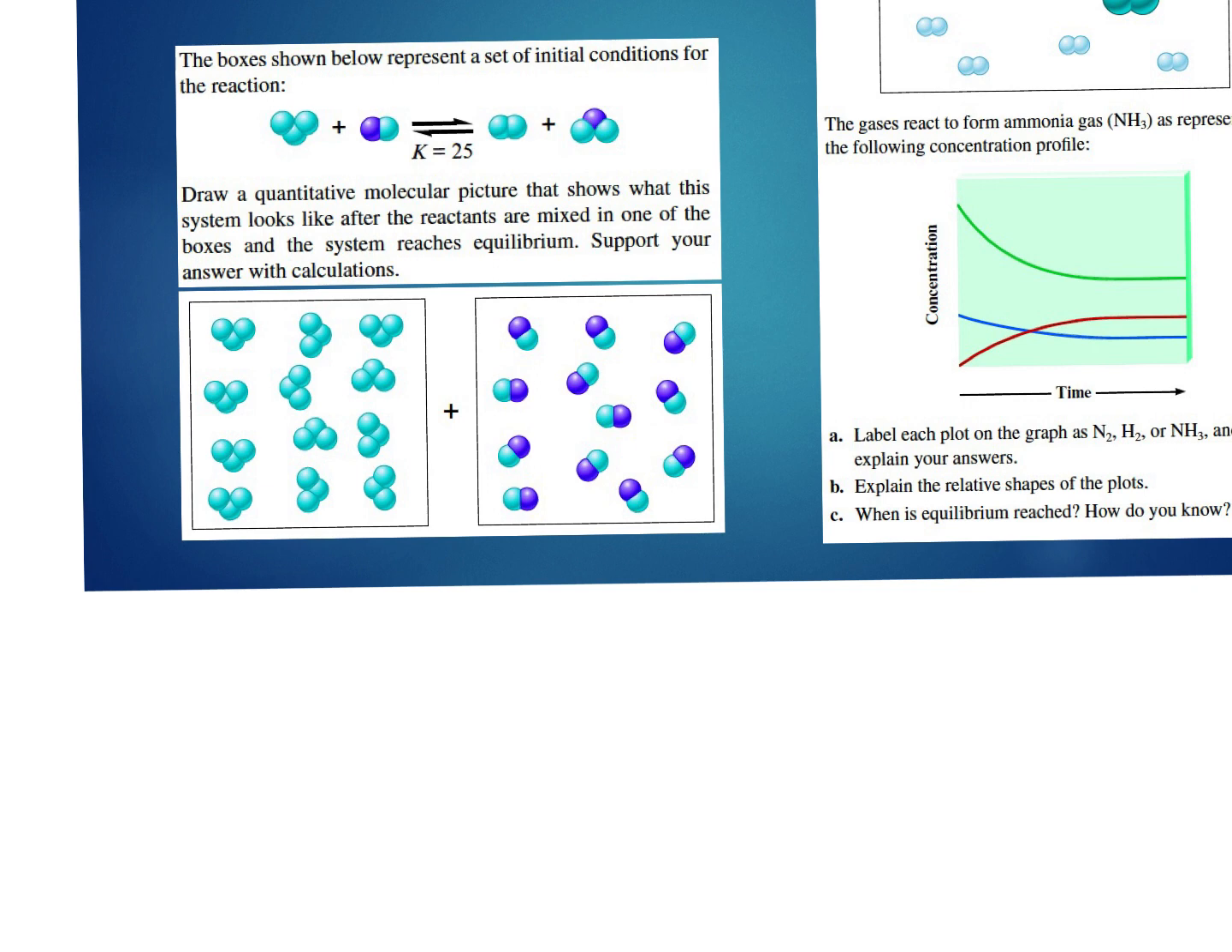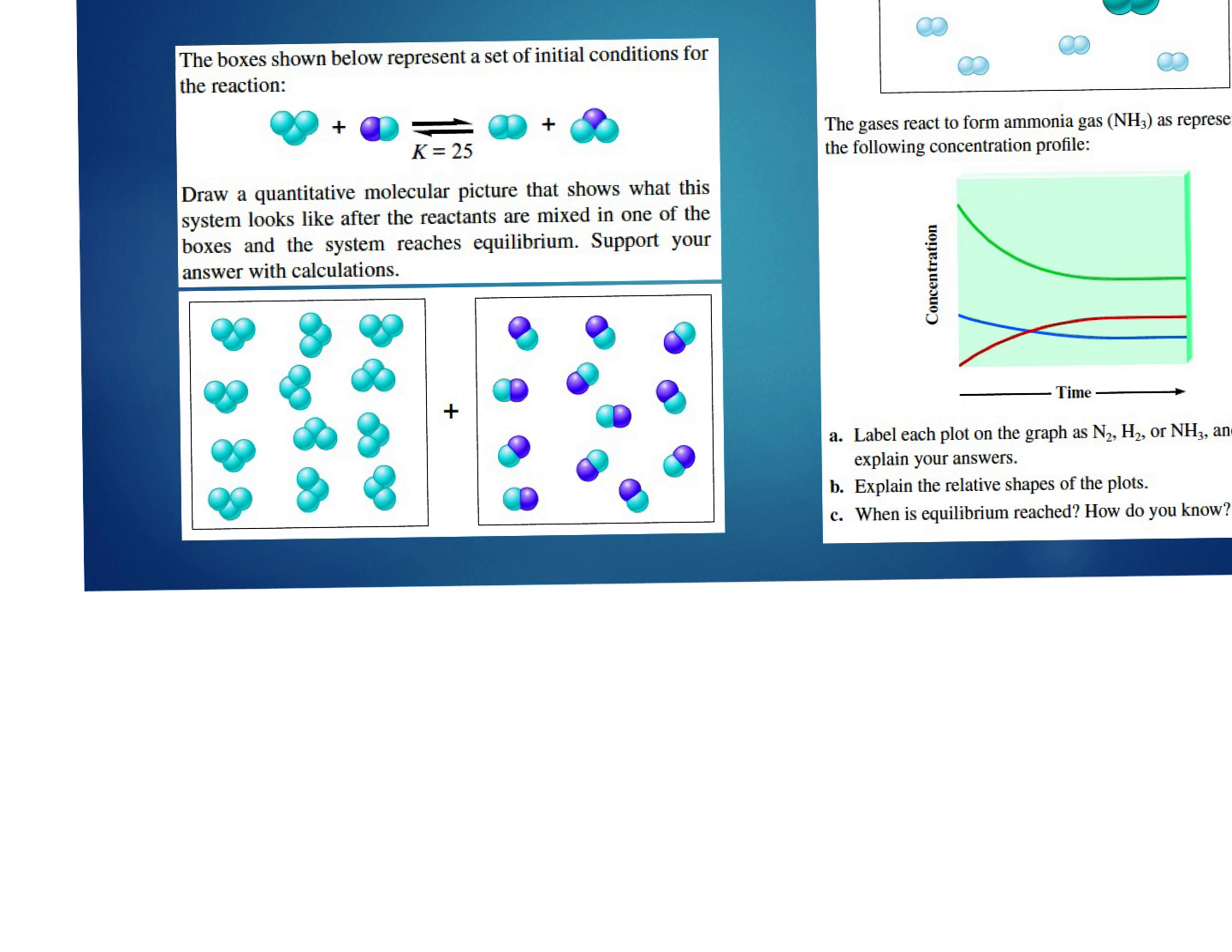So our K is going to be product 1 times product 2 over reactant 1 times reactant 2. And we need that to multiply out to 25. I've got 24 total particles that I can use, and I know that for every one of each of these that's used, one of each of those is produced.